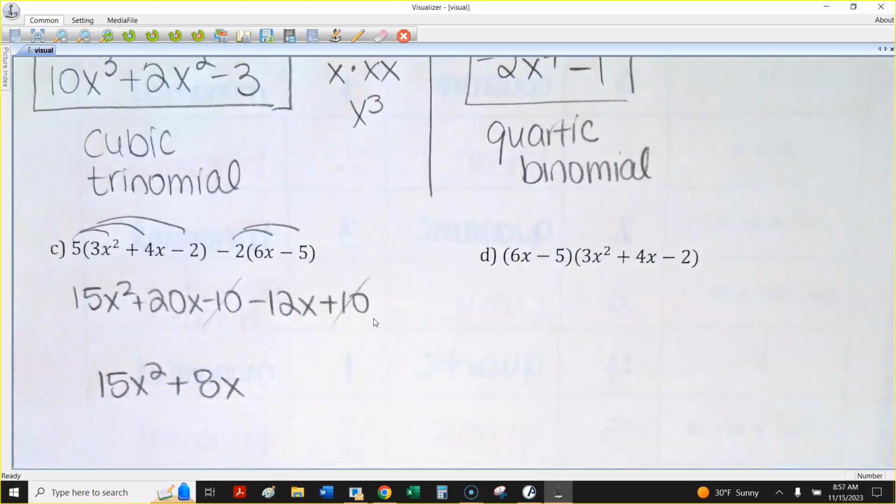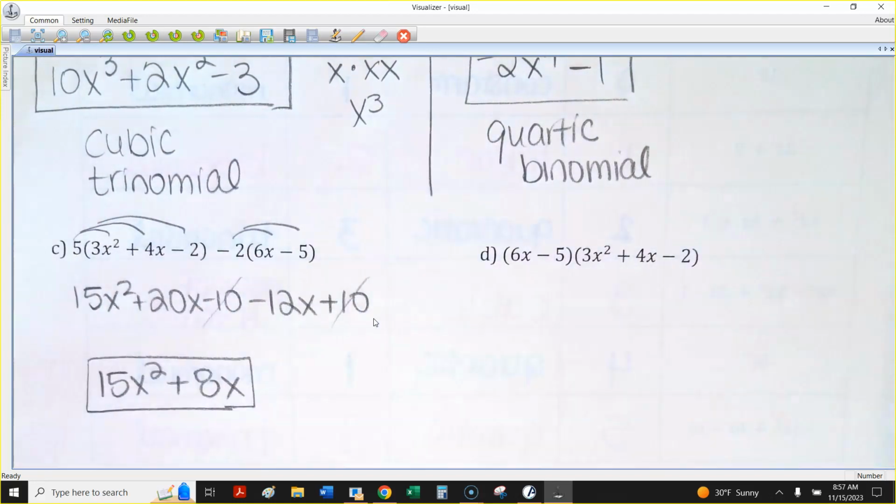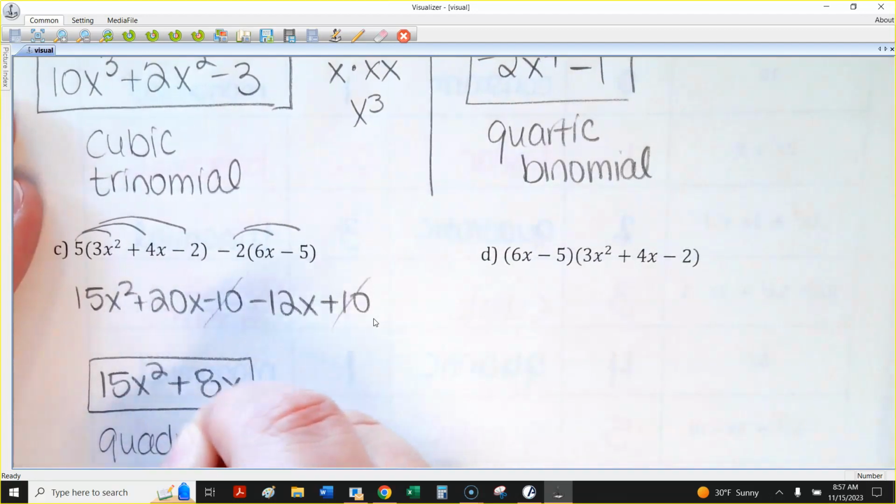I just did it real quick up here. Did you guys get 15x squared plus 8x? Okay. Now, again, I'm tempted to pull an x out in front, like factor it a little bit. Don't factor anything today. Just leave it. We want it in standard form. So that's our answer. What would I call this one? What would the name be? Quadratic binomial. Perfect.